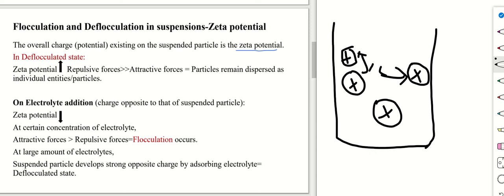Now we can say that the overall charge or the potential that is possessed by the particle is higher, and that charge is known as zeta potential technically. And if zeta potential is higher, they experience repulsive forces. So if zeta potential is more, repulsive forces are much higher when compared to attractive forces, and hence the particles remain dispersed as individual particles. There will be no attractive forces between the particles.